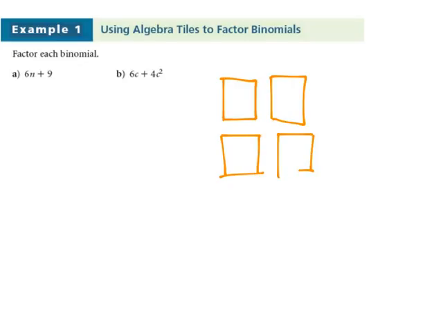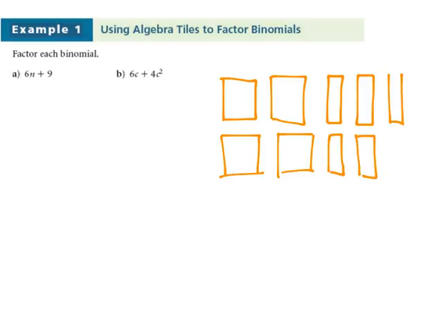And we know that we also have 6 rectangles. We're going to place them so that the length sides are matched up together, to make a bigger rectangle using 6c and 4c². Now we're going to take a look at their dimensions.